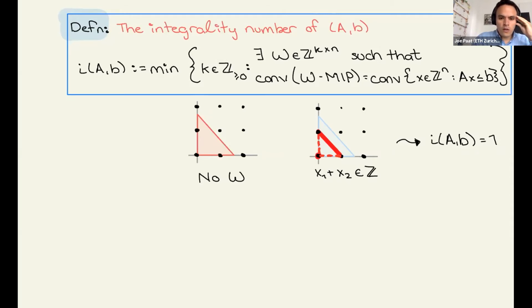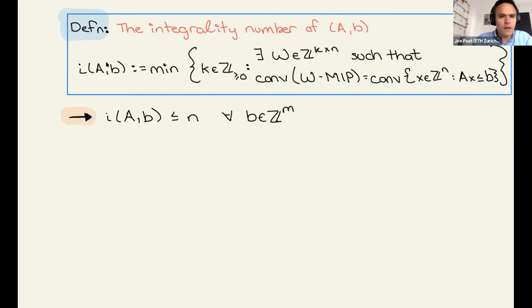So there's a few sort of easy to see upper bounds on the integrality number. One of them is that the integrality number is always upper bounded by the dimension. We can always add these standard integer constraints, and of course we will recover the integer hull. Okay, so the integrality number is always upper bounded by n.